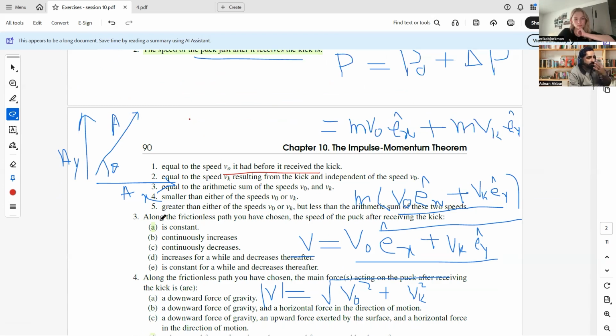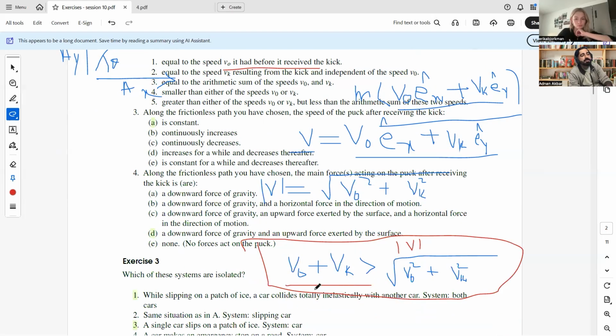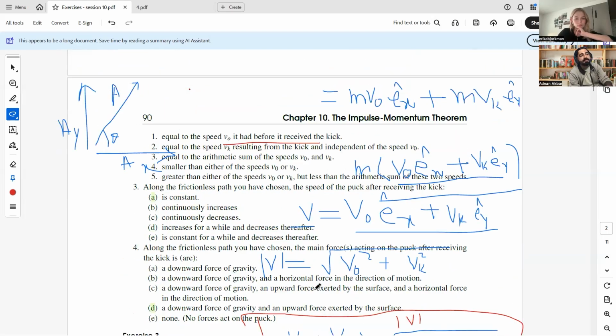So, fourth, let us discuss smaller than either of the speeds V naught or Vk, as it is the sum of two components. So it cannot be smaller than either speed V naught or Vk. In other words, you can say the speed is actually greater than an individual component like V naught or Vk. So let us check the last one: greater than either of the speed components.